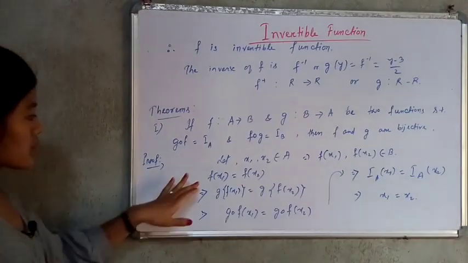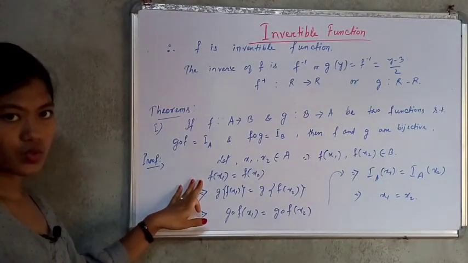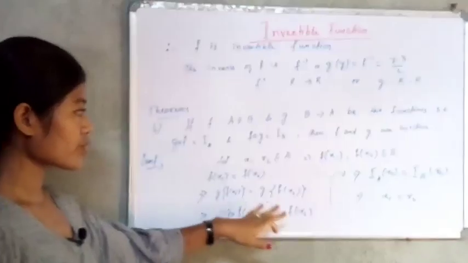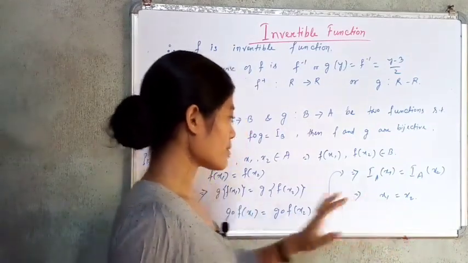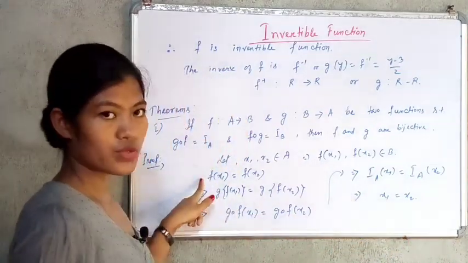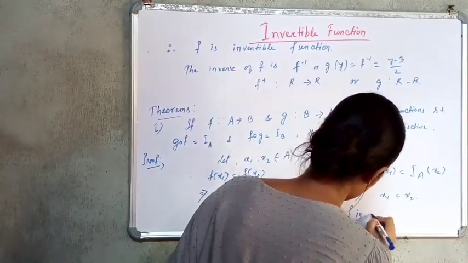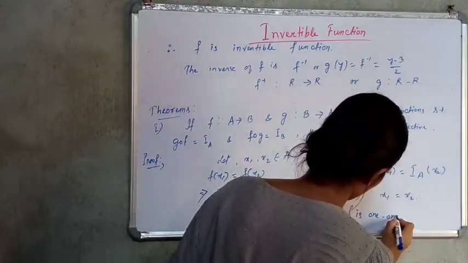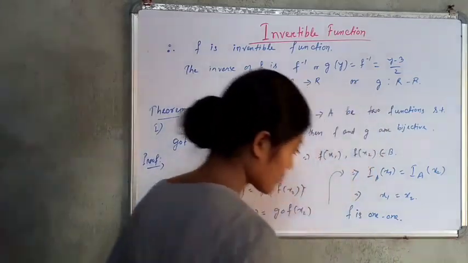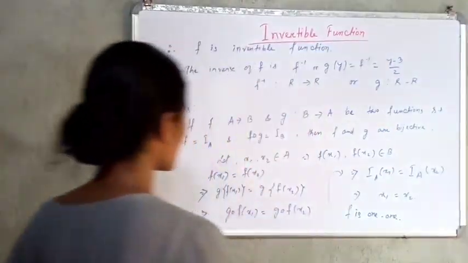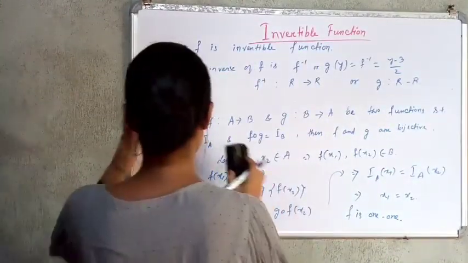So when we let f of x1 equal f of x2, finally we get x1 equal x2. That means this function f is one-one. So we have done f is one-one. Right? Now to show how this f is onto.